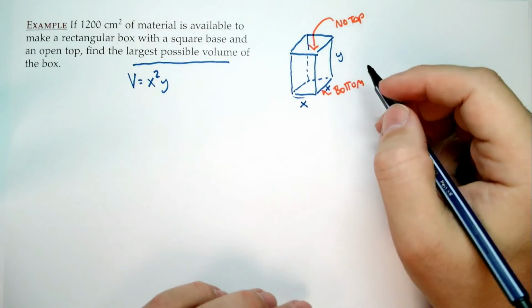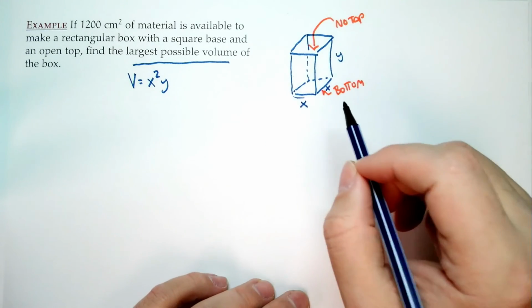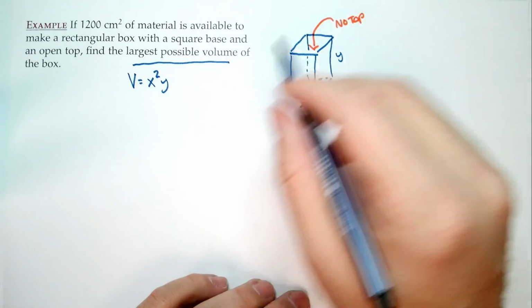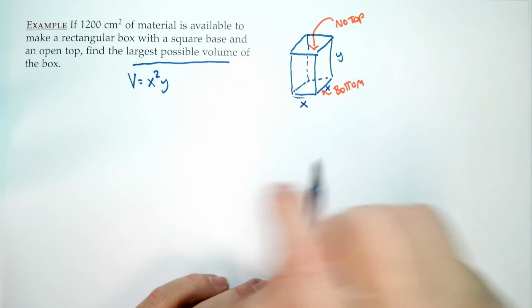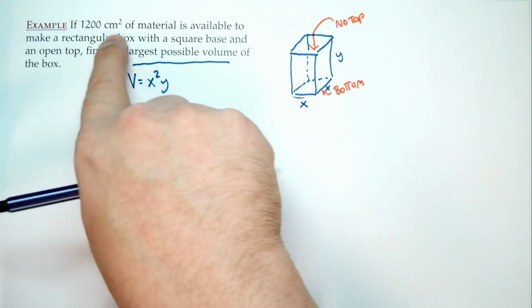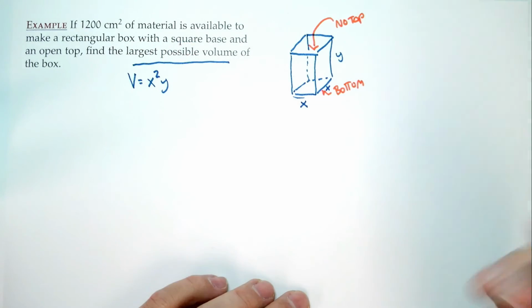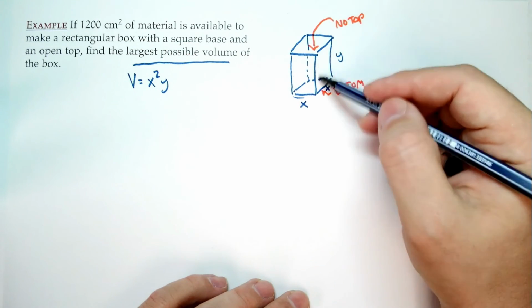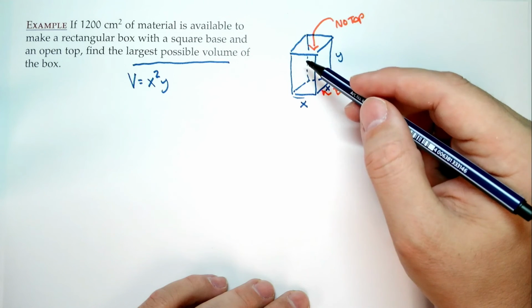So looking at the picture here, we say, okay, what haven't we used? Well, there's nowhere we've written down 1,200. So that's what we haven't used. We've got to use that 1,200. So we have 1,200 square centimeters of material. So that's the part that goes into making the different sides.